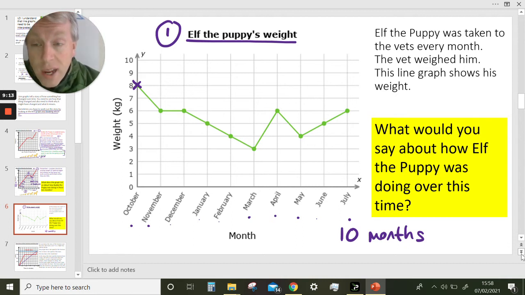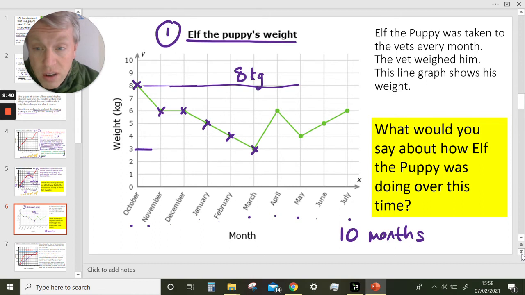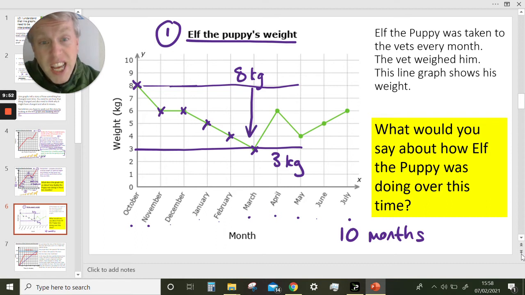But this weight, we want to see it going up, because we want that puppy to be getting bigger and stronger and heavier. But the weight is going down, then stable, then down, down. Ooh. Now look, between 8 kilos, this is the 8 kilo line here, 8 kilos, he goes down to 3 kilos. So, what do you think? Look, his weight has gone down. Down by how much? It's gone down by 5 kilos.